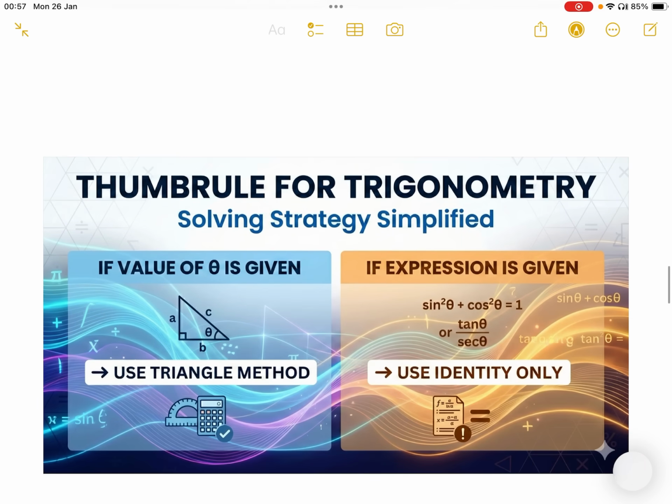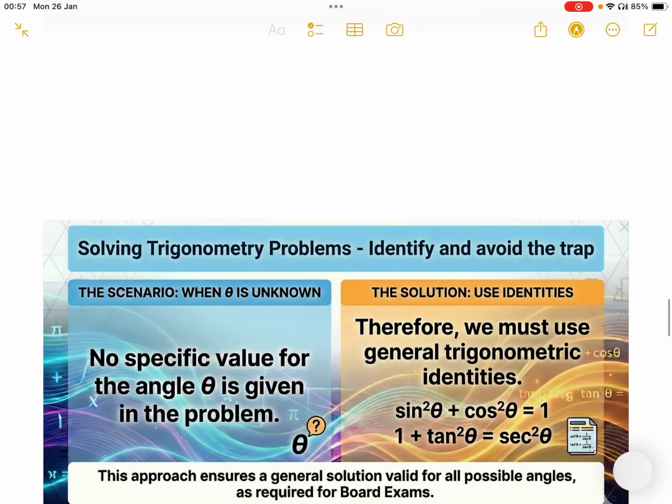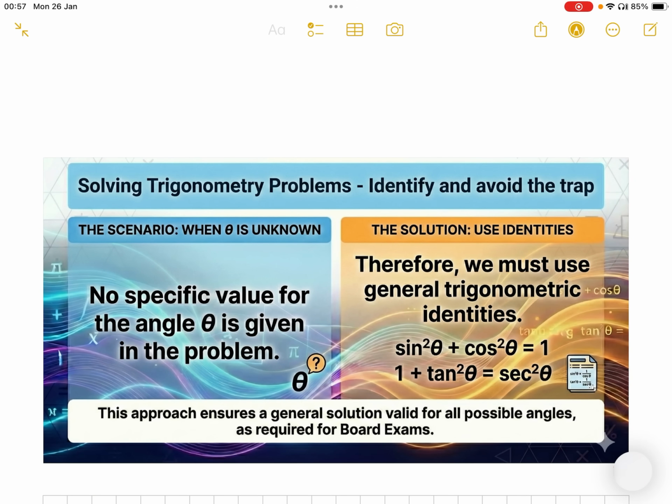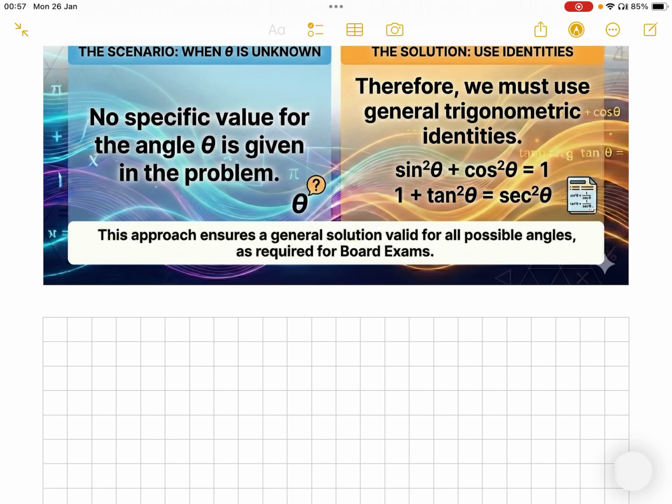So next, what is the rule? What is the thumb rule? Remember this golden rule. If value of theta is given, use triangle. If expression is given, use identity only. So simple, so simple. So what about this problem? In this question, theta is not given, so we must use Pythagorean identity and not Pythagorean theorem. So what is the question? Now let's solve the question quickly.